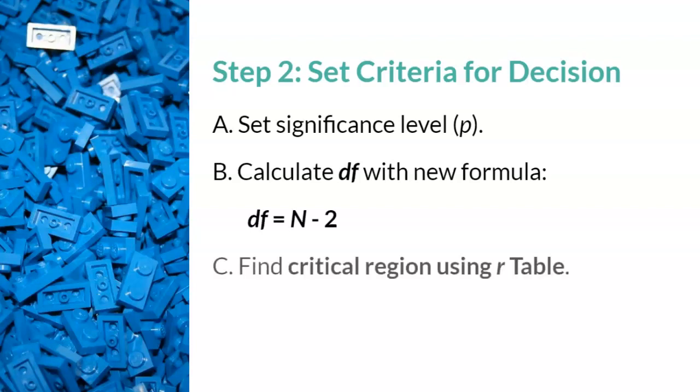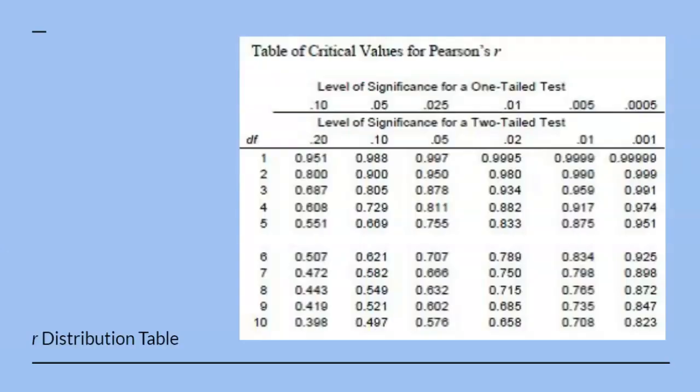Third, we still need to find the critical region. However, the critical region is now an R value. And we need to use a new table called the R distribution table. The stars here are to remind students of these two modifications. Well, let's review what this new table looks like. The R distribution table is organized with a column for DF, columns for significance levels, and most importantly separated into one-tailed and two-tailed tests. There are common mistakes that students can make while reading this table.